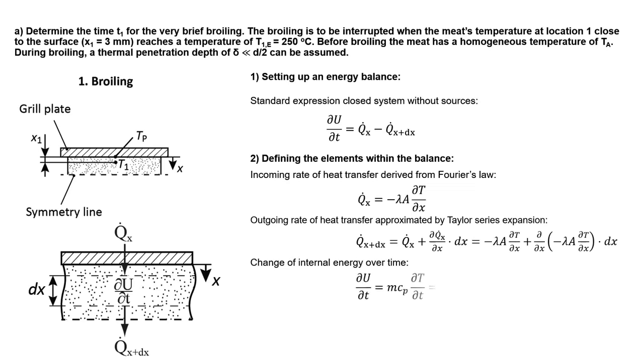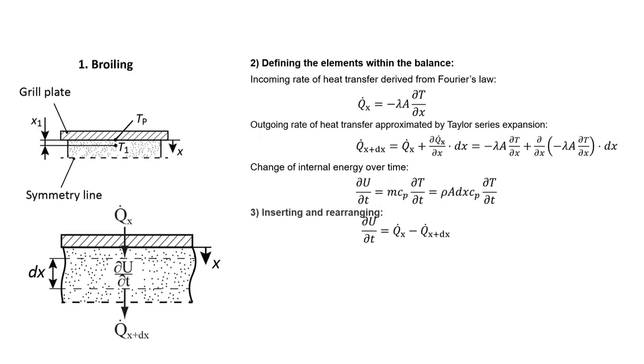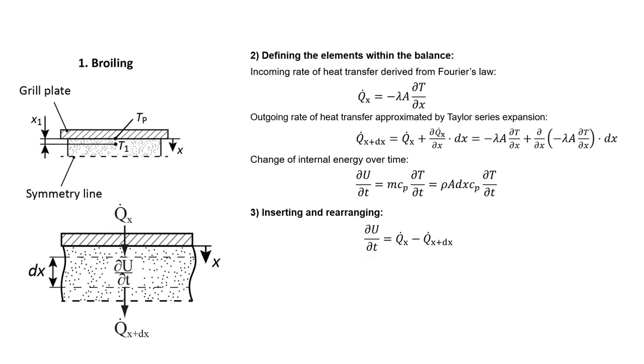For the steak, the internal energy equals the product of the mass, the specific heat, and the temperature. The mass is the product of the density and the volume, and in our case, the volume is the cross-sectional area multiplied by the infinitesimal distance dx. So now we've found all these terms, we can take the energy balance and plug them in. And if we do some rewriting, our final expression will look like this.